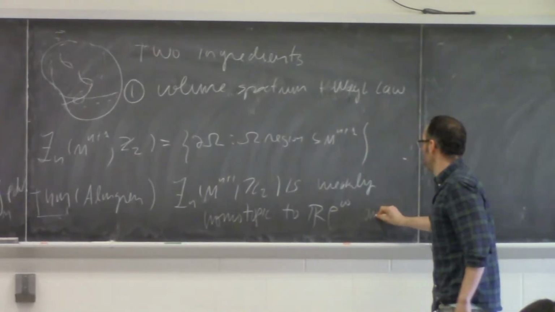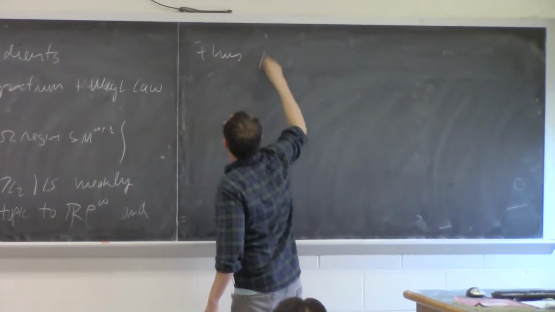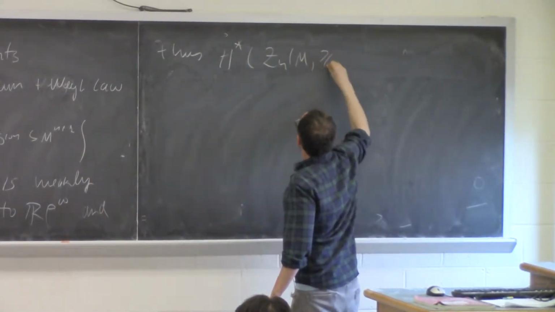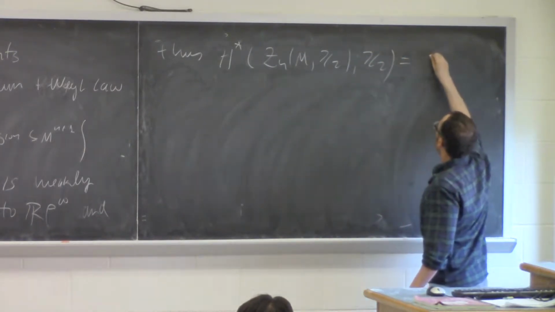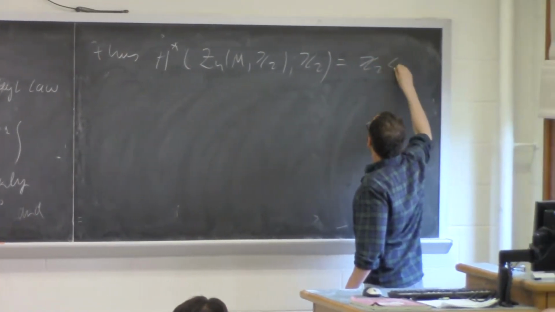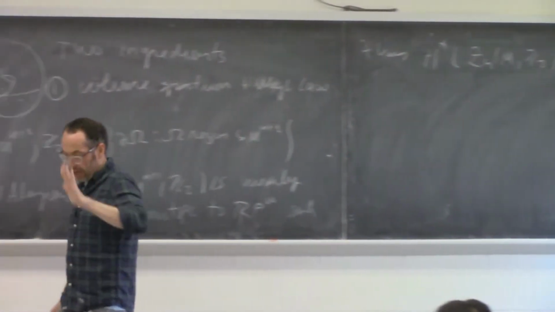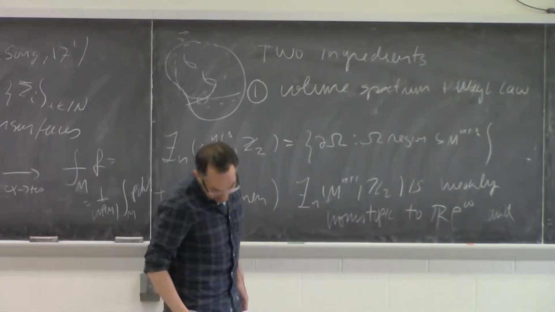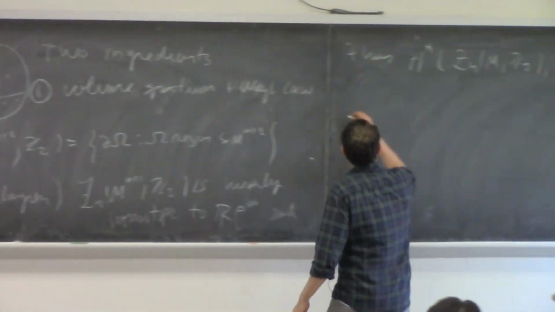And so they must have the same cohomology. And thus, the cohomology ring of this space, if we take coefficients in Z2, is just Z2 with one generator. So there's just one generator, and the cup powers of this generator generate everything. Okay? And we use this now to define the volume spectrum.